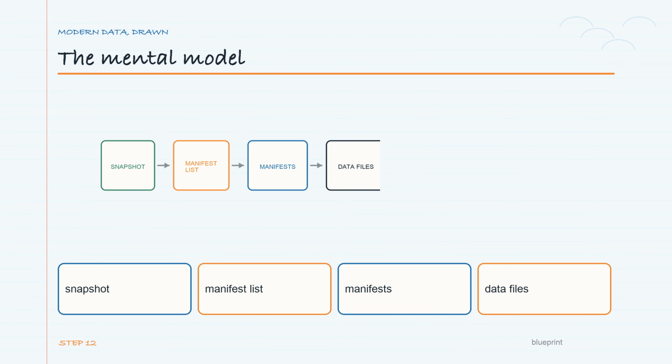This is the part that usually makes the whole concept click. Read the drawing from one idea to the next. Snapshot, then manifest list, then manifests, then data files.